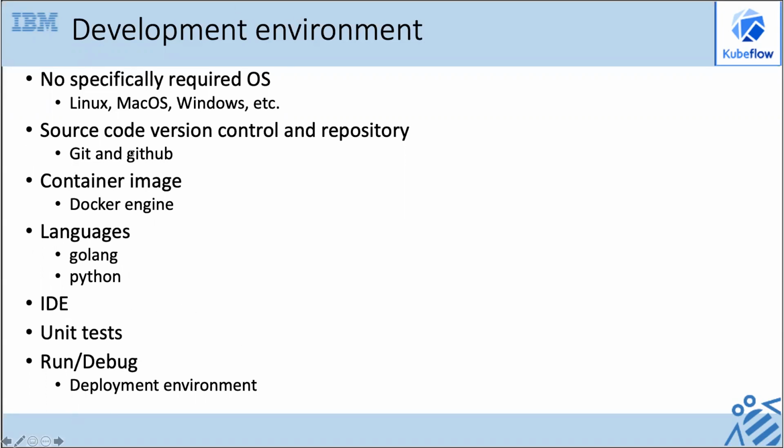Once you have all this environment set up, then you are writing your code, but a very important aspect is not just your function code, right? It's also the unit test. So you also need to write the unit tests, and when you finish the coding, you also need to run and debug and so on. So this is all part of the development environment. So let's go through one by one.